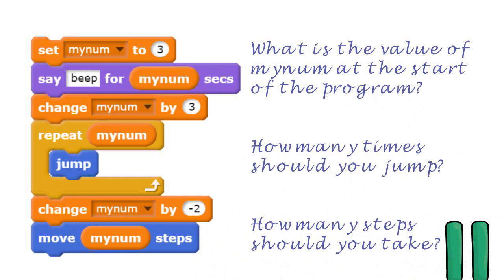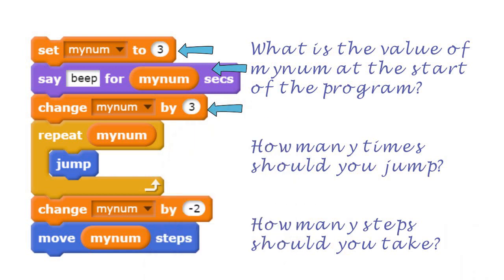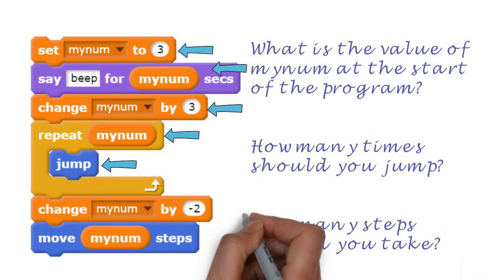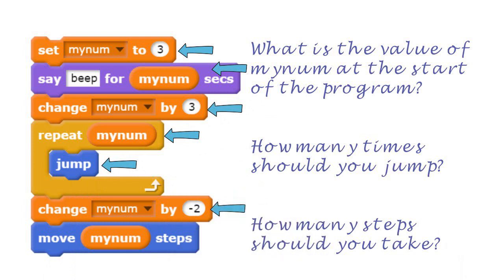The program starts by assigning 3 to the variable mynum. You then use the value inside mynum to say beep for 3 seconds. The variable is changed by adding another 3 to make the value 6. The value 6 is then used to determine how many times jump is repeated. You should have jumped 6 times. mynum, now set at 6, is then changed by -2 so that the value is now 4. Finally, mynum replaces the number of steps, making you take 4 steps.